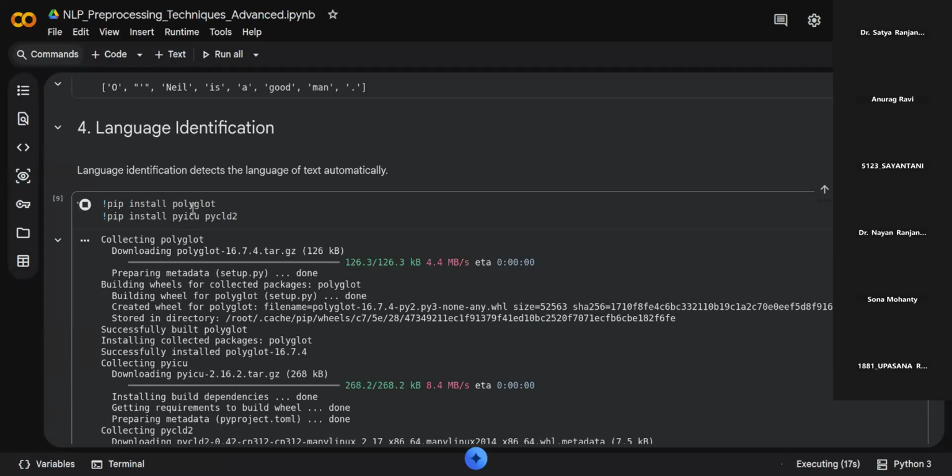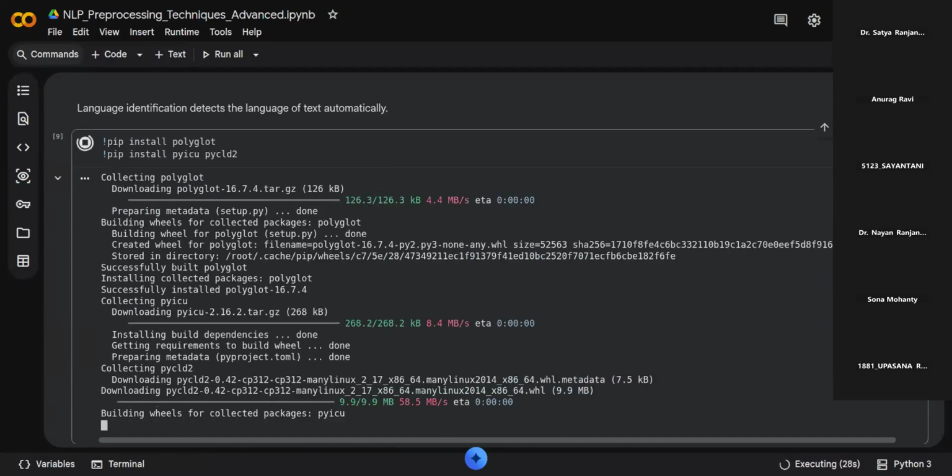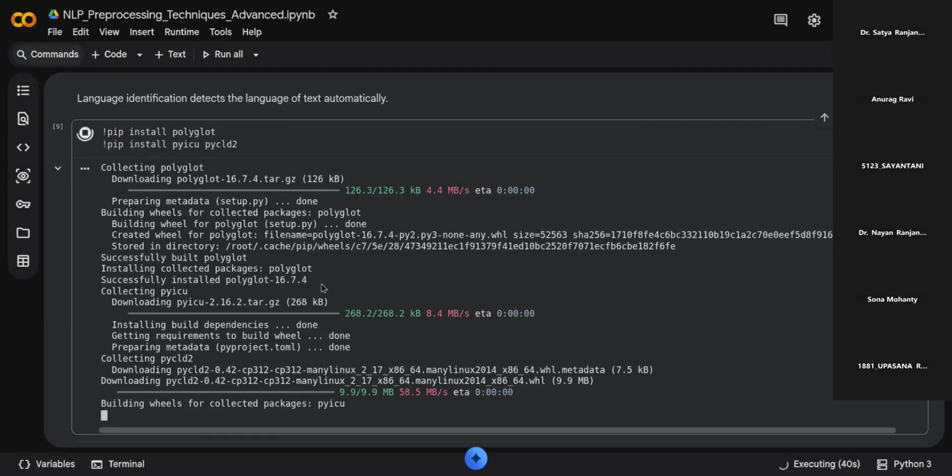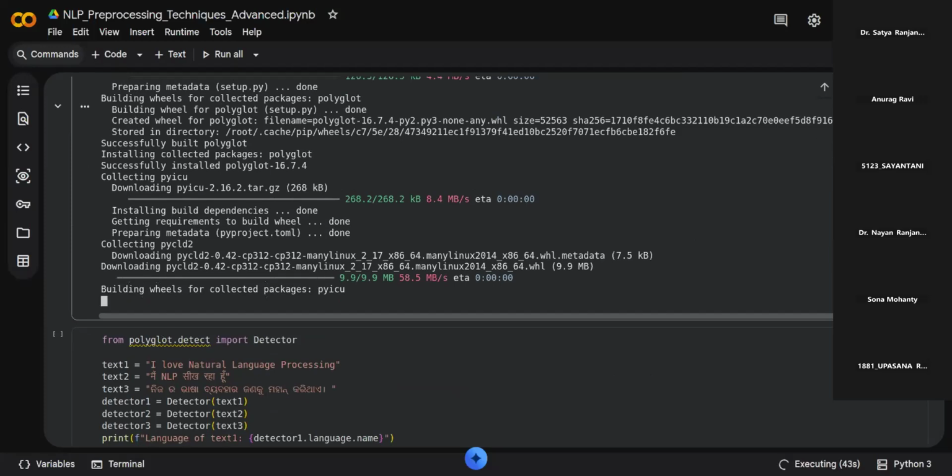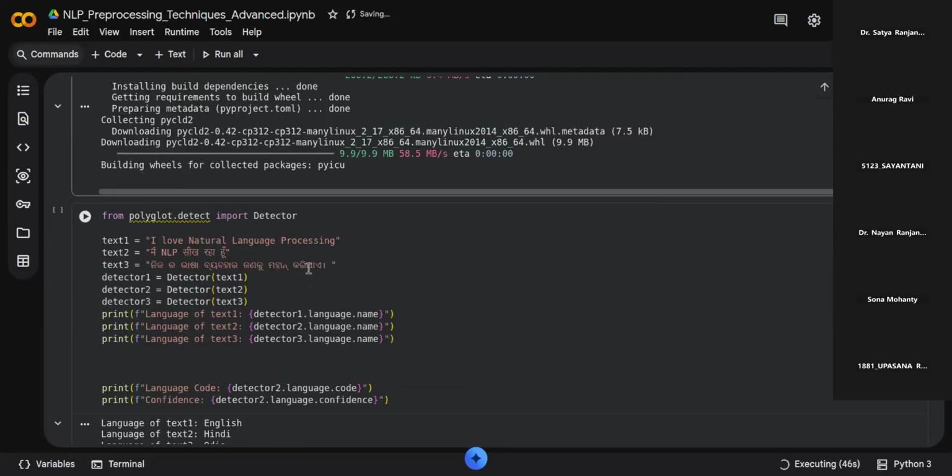The polyglot library can identify up to 100 languages, because it is trained to identify 100 different languages. So we'll see. It's just taking time. During that time, let's discuss. What you have to import now is the Detector from polyglot.detect. This Detector method is used to detect the language.